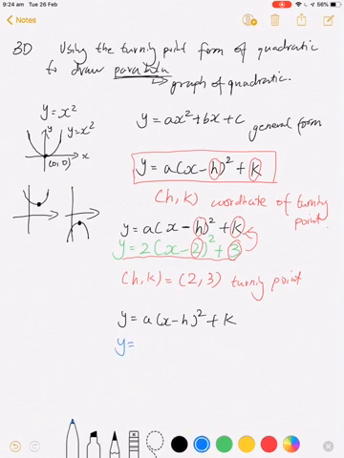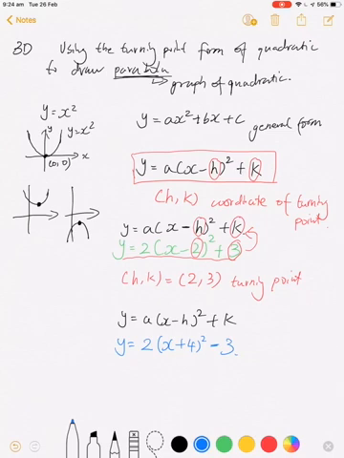y equals 2 times (x plus 4) to the power of 2 minus 3. Now it's a little bit tricky to identify h and k for this one. Look at the turning point form: it is minus h. Only that single h after the minus sign is the value of h. Over here it is a plus, so it doesn't look exactly like the turning point form.